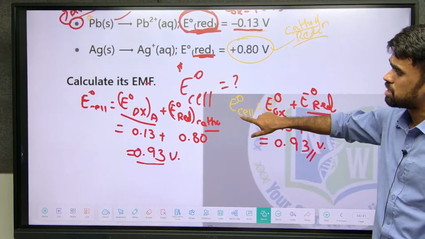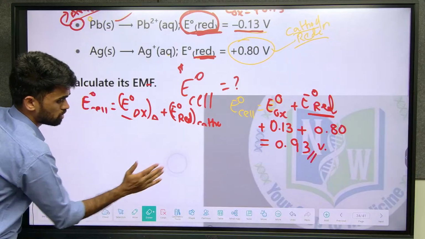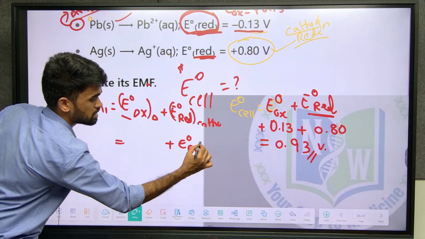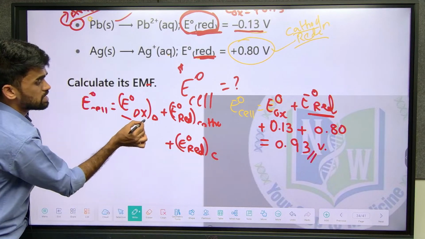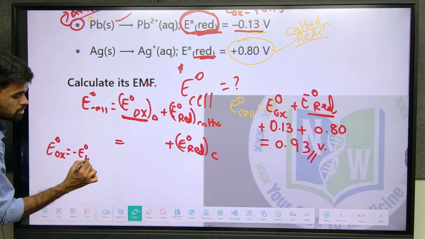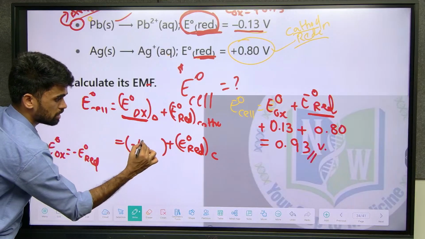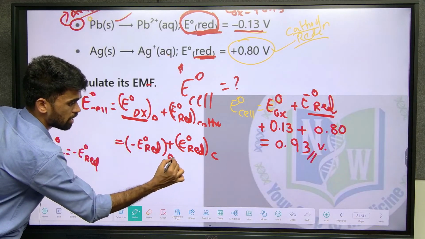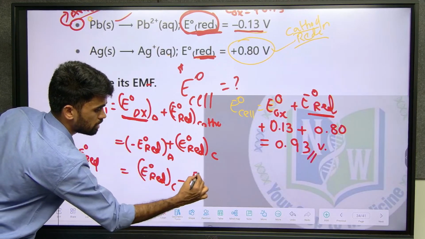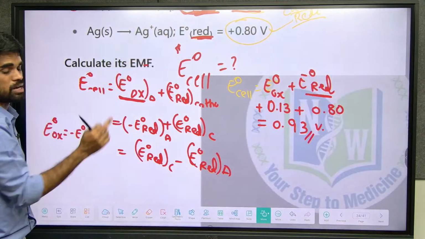In some books the formula will not be like this. I will give you that formula also. This is the reduction potential only, and I am writing it as it is, at the cathode. This is the oxidation potential. What I told you: E naught oxidation equals minus E naught reduction. So I am writing this value also in terms of reduction, minus E naught reduction, at the anode. So E naught cell equals E naught reduction at cathode minus E naught reduction at anode. If you use this formula also, you will get the same answer.